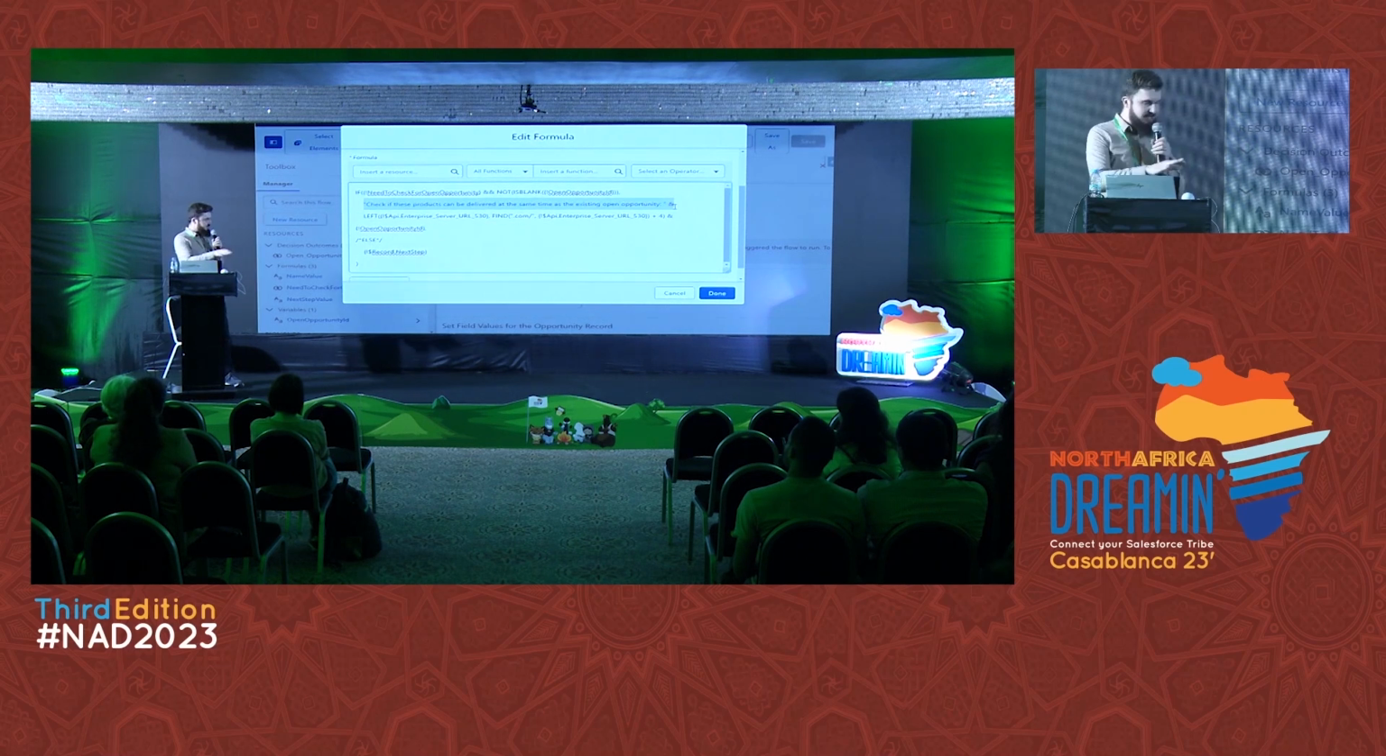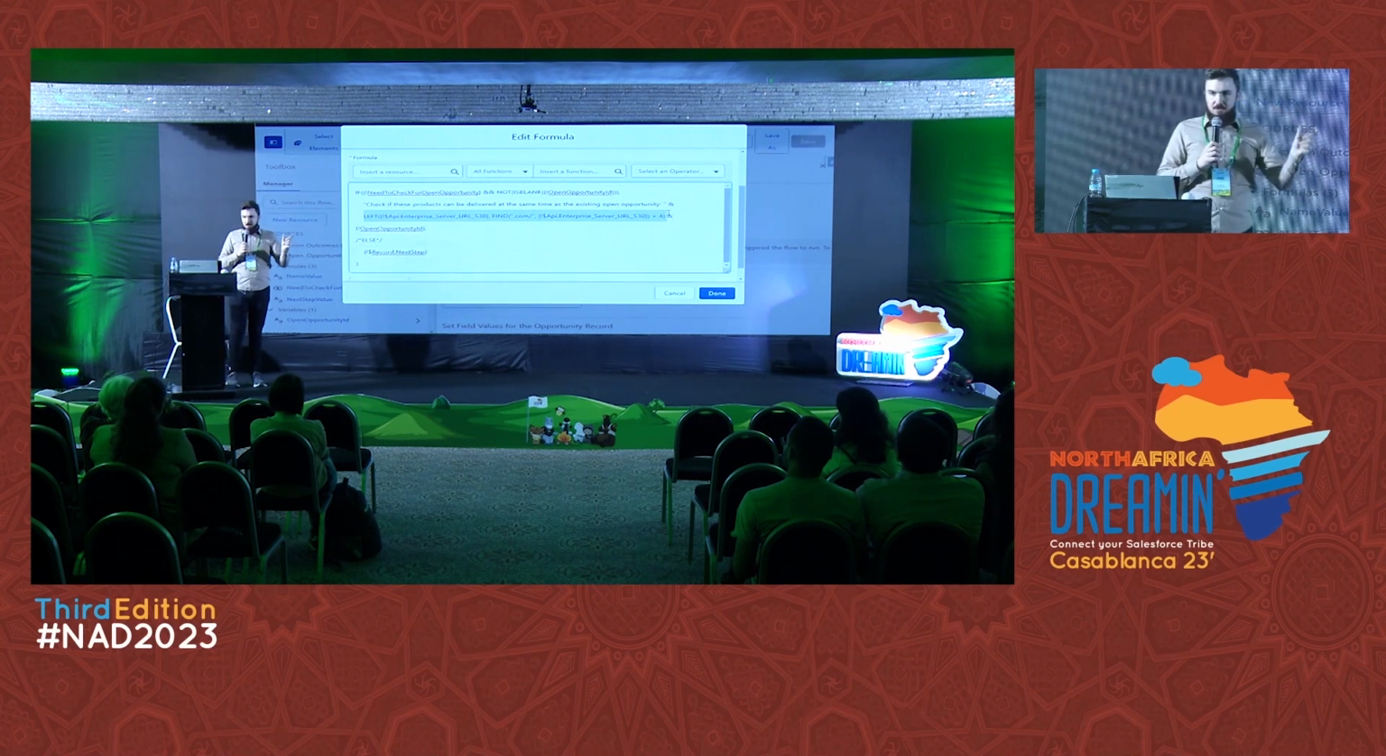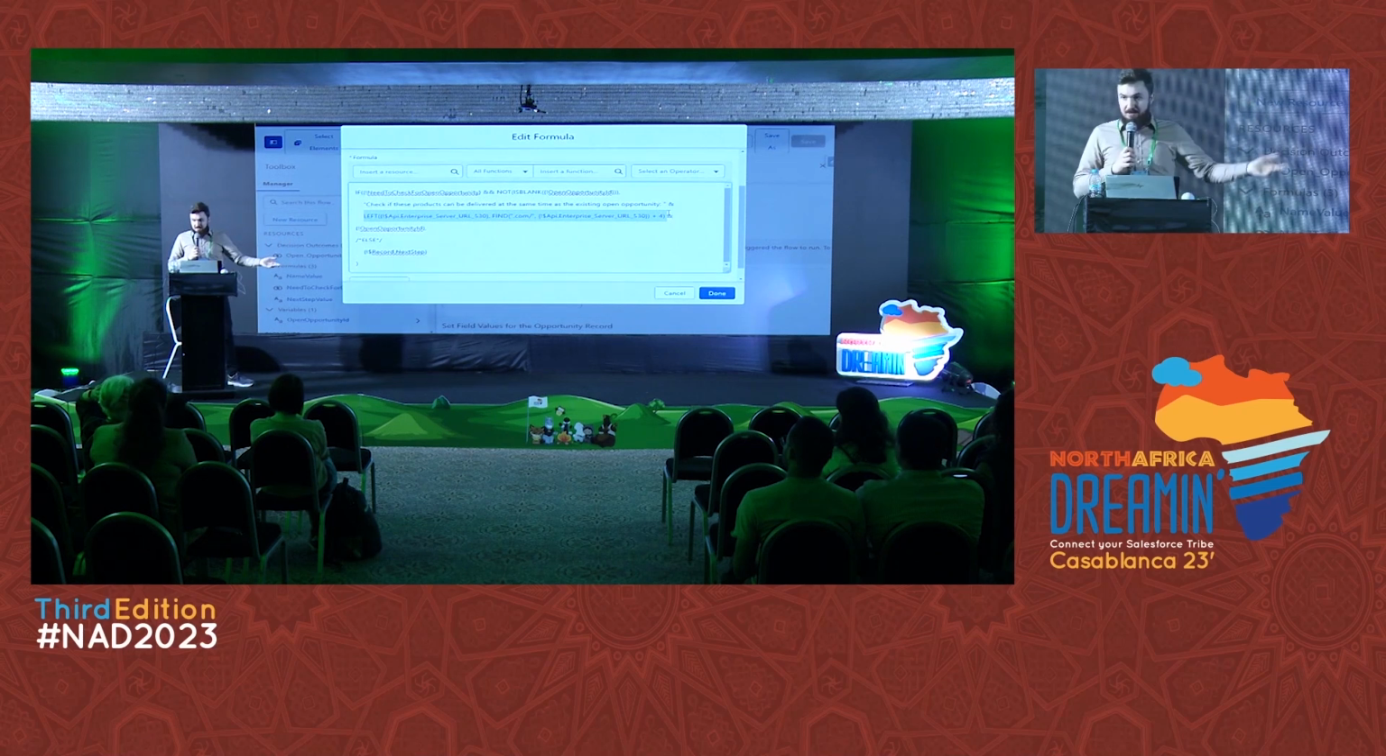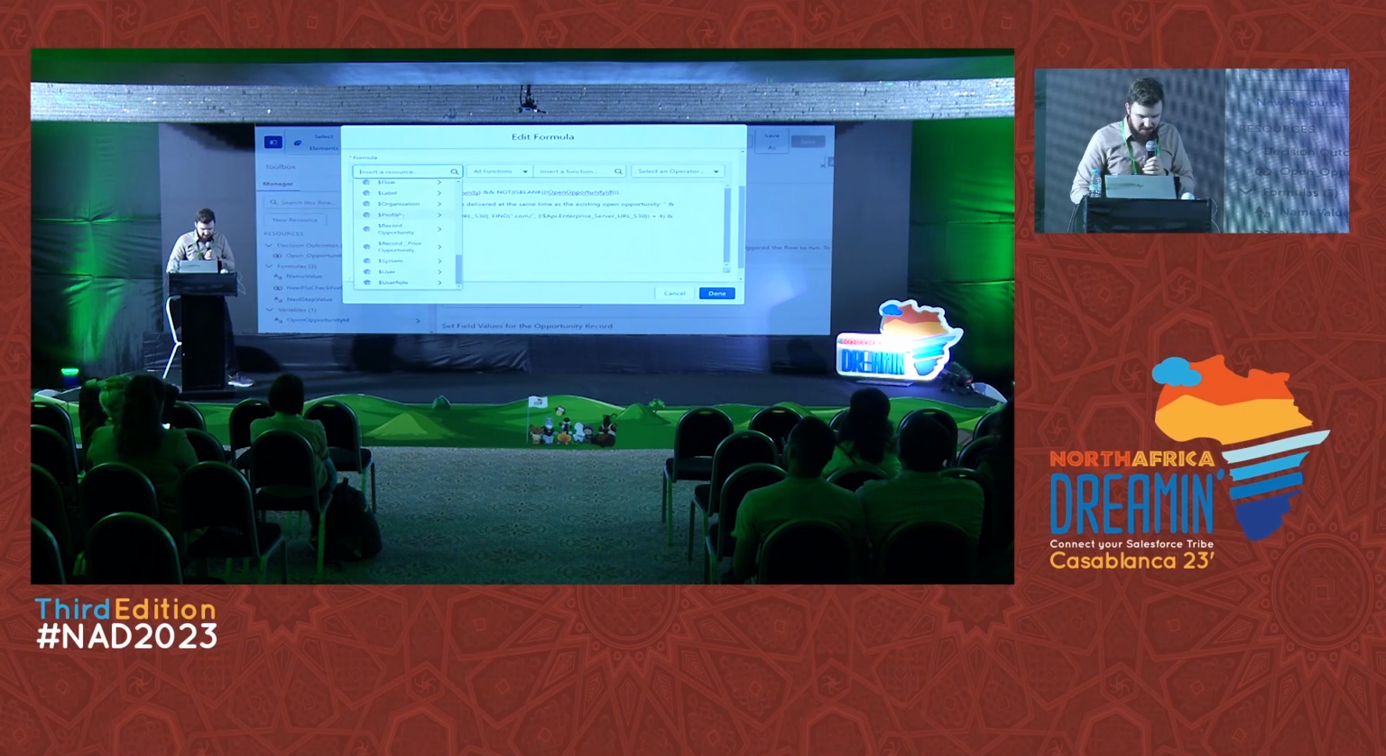So I have some static text, check if the products can be delivered, and then they wanted a link to the record. And I wanted to highlight this because a lot of people find this very useful. You can dynamically generate the base URL for any record in Salesforce without having to hard code that base URL. The way you do that is there's this API global resource that just gives you a server URL.